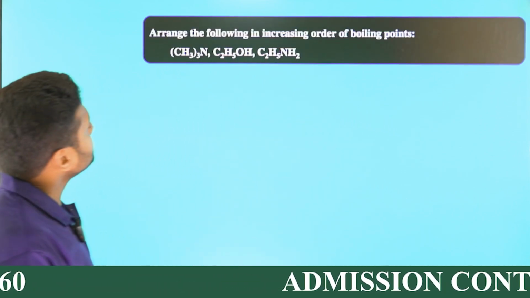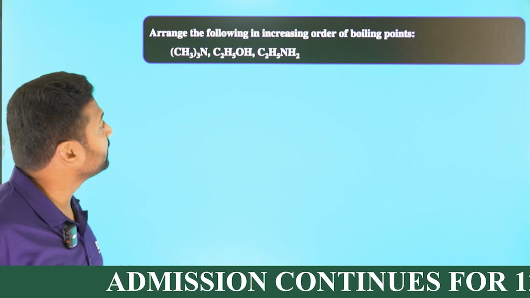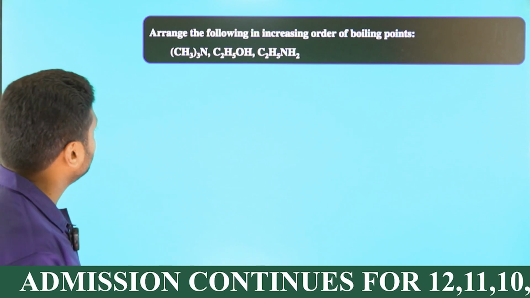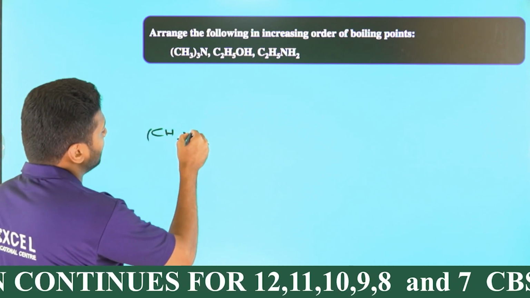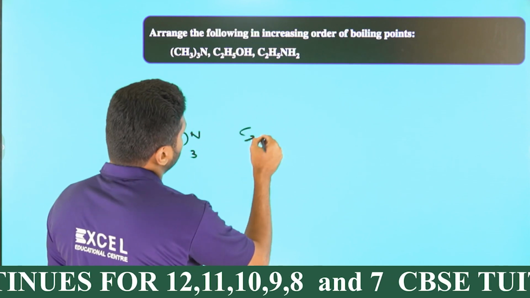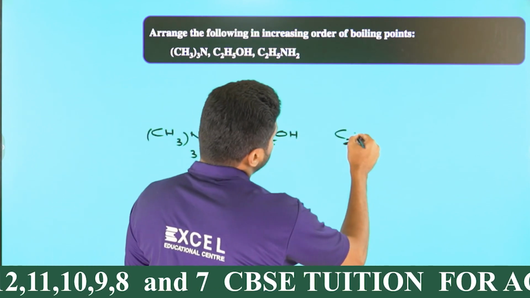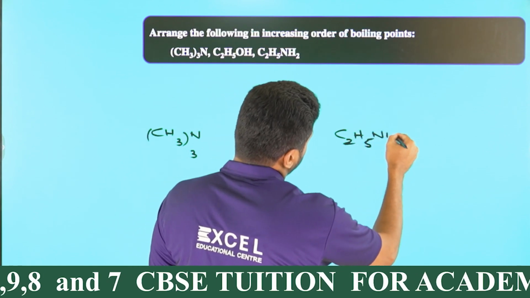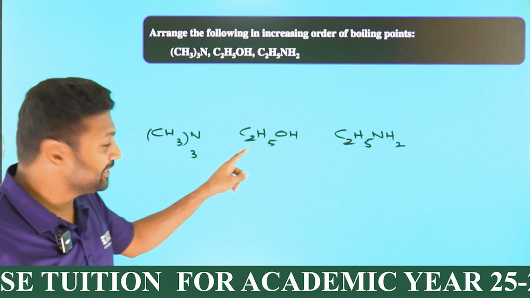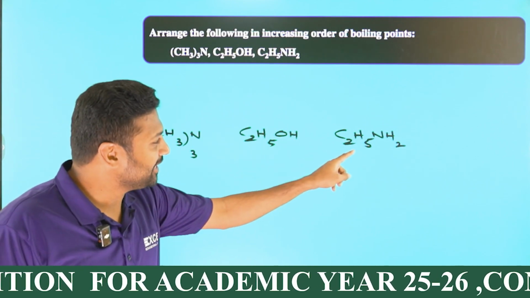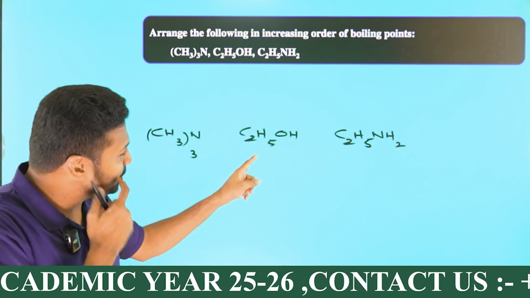Let's see a question. Arrange the following in the increasing order of boiling point. First one, (CH3)3N. Second one, C2H5OH. Third one, C2H5NH2. It's a 3 carbon amine, a 2 carbon alcohol, and a 2 carbon amine.